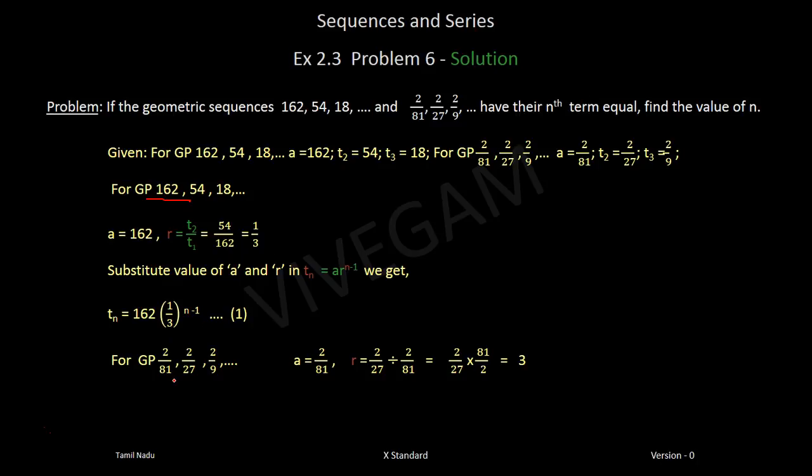Then for the second GP, a is 2 by 81 and r is t2 by a. T2 is 2 by 27, correct? So 2 by 27 divided by a. A is, okay, we have written it here. So divided by 2 by 81. So this will become 2 by 27 into 81 by 2. So this 2 and 2 will get cancelled. 27 will go 3 times. So r equal to 3. Okay.